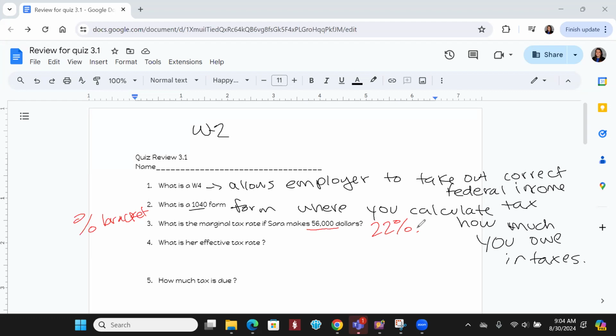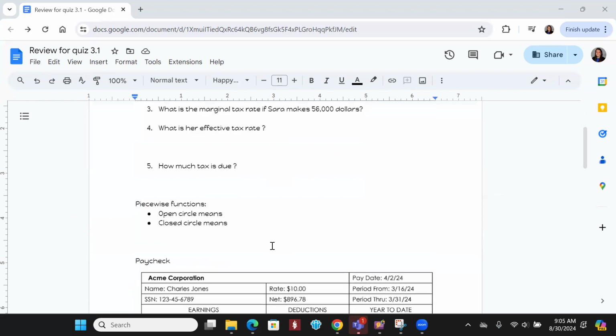Okay. All right. What is her effective rate? Now, this is a little different. We're going to skip down to number 5 to figure out how much is due, and then we're going to go back to the effective rate. So on number 5, this is figuring out that calculation that we did yesterday. Okay. So I'm going to raise this up so the people in the back can actually see it.